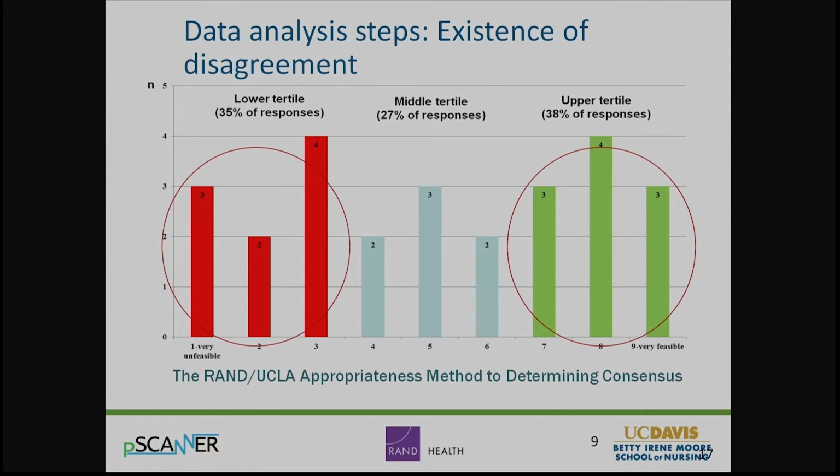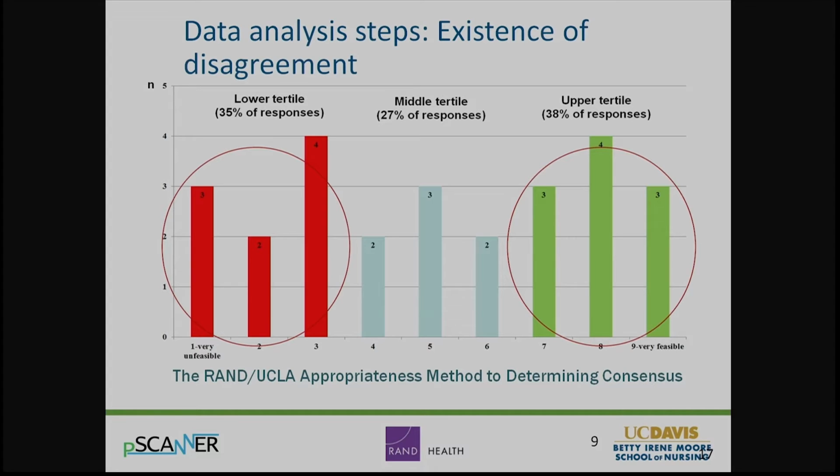Well, as you can imagine, we got a lot of data, so we had to make some decisions and go through steps to make sure that we capture what people told us. So right now I'm focusing on how we analyze quantitative data. The first thing we wanted to do is, for each question that we asked, see whether participants within each panel disagreed or agreed with each other. So the first step was to determine the existence of disagreement.